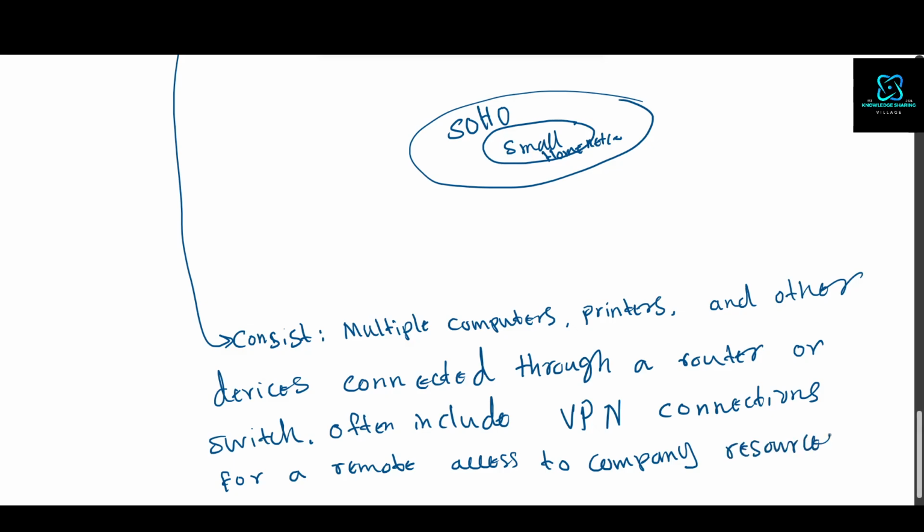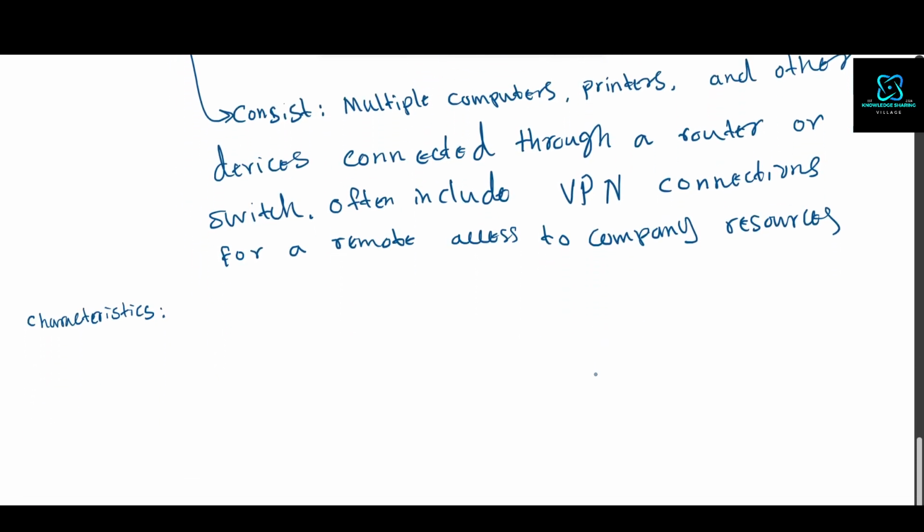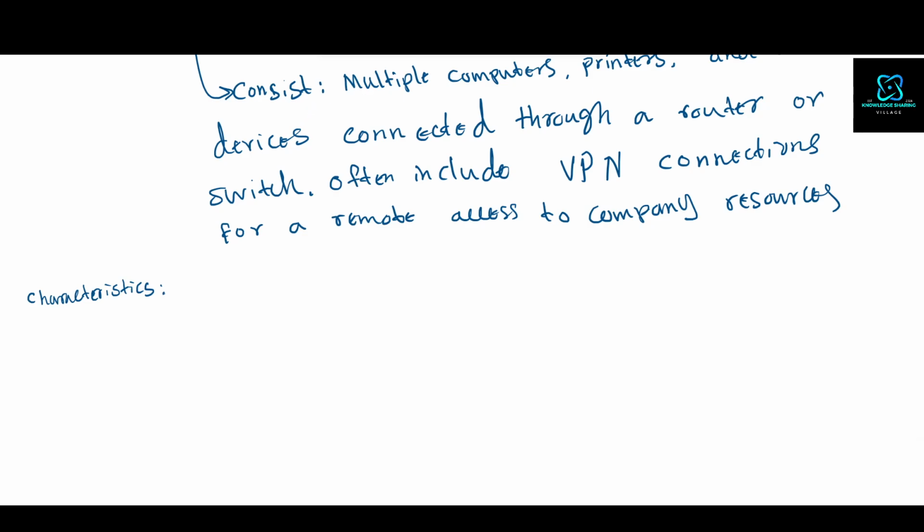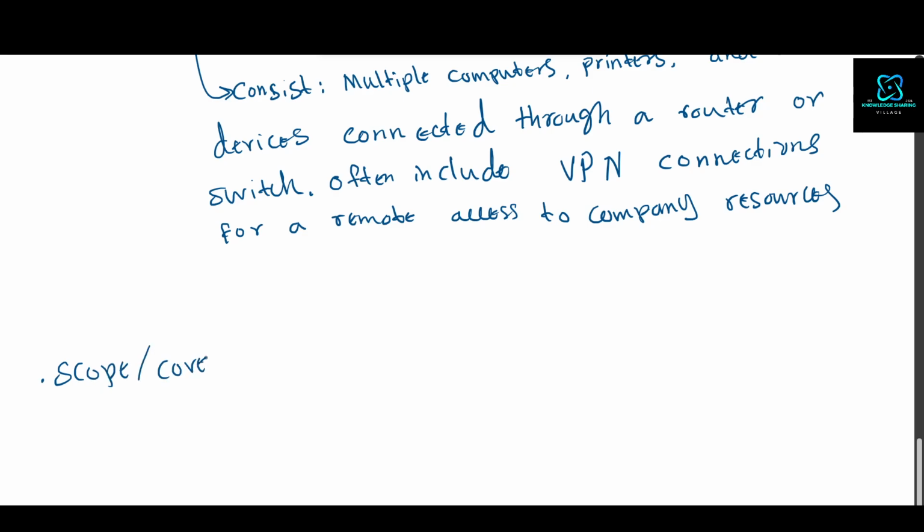resources. Now that you have a basic understanding of what a small office or home office network is and which devices and features it consists of, we are ready to go to the next step. We are going to talk about its scope or coverage area.